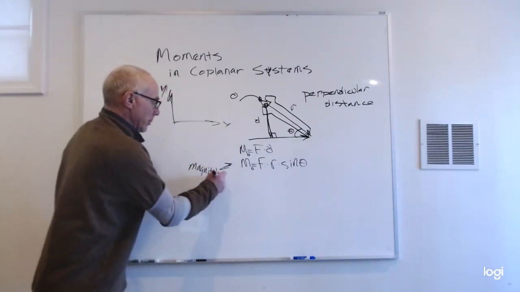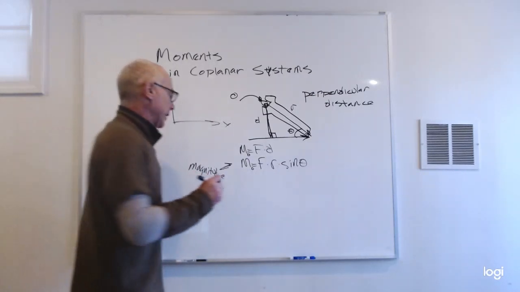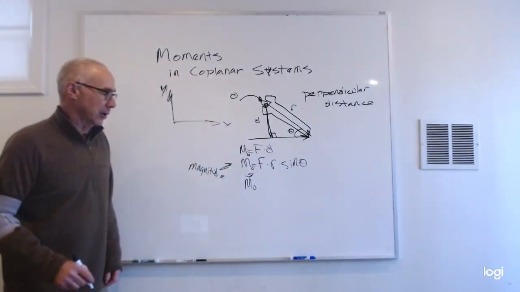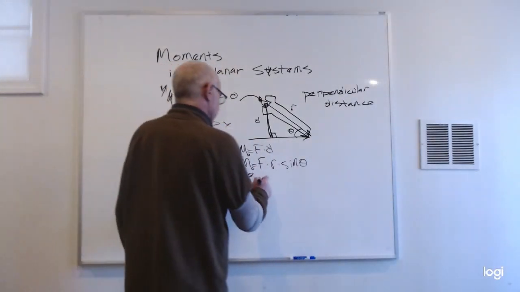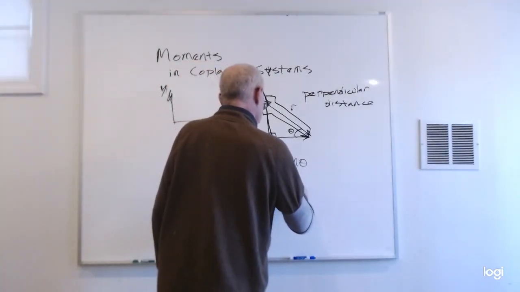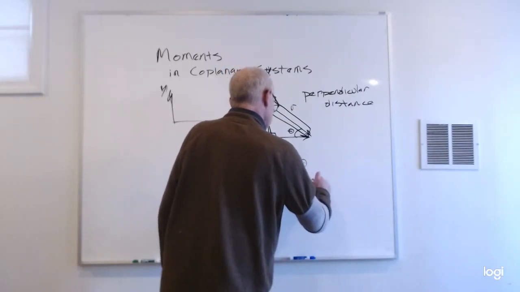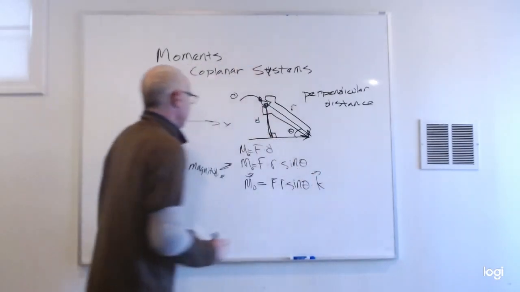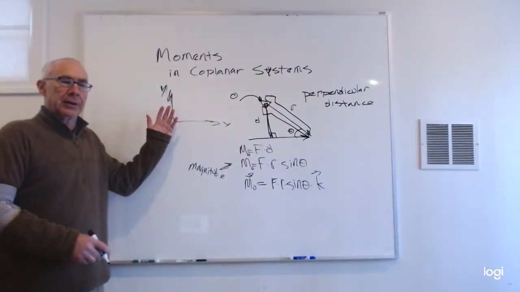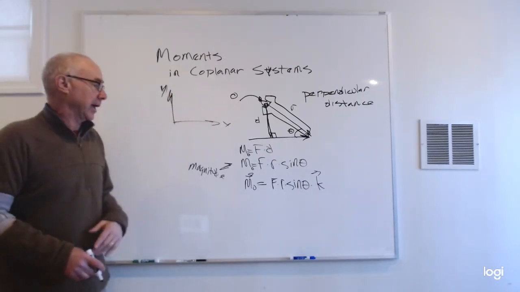And remember, a moment is a vector. Don't forget that. A moment is a vector. So for the moment, you put a little arrow on top. In this case, it is going to equal F times R times sine theta times, because we're in the XY plane, the moment is going to be in the direction perpendicular to that, which will be in the direction of our K vector.